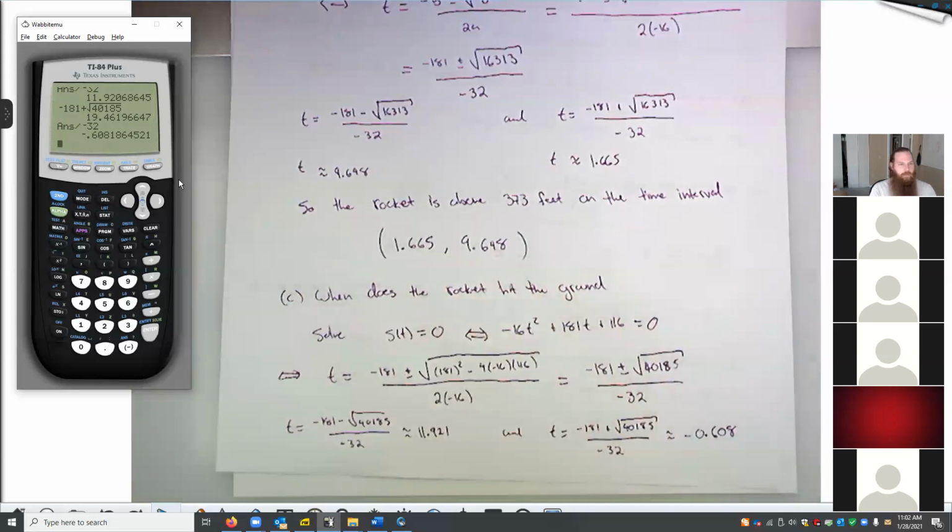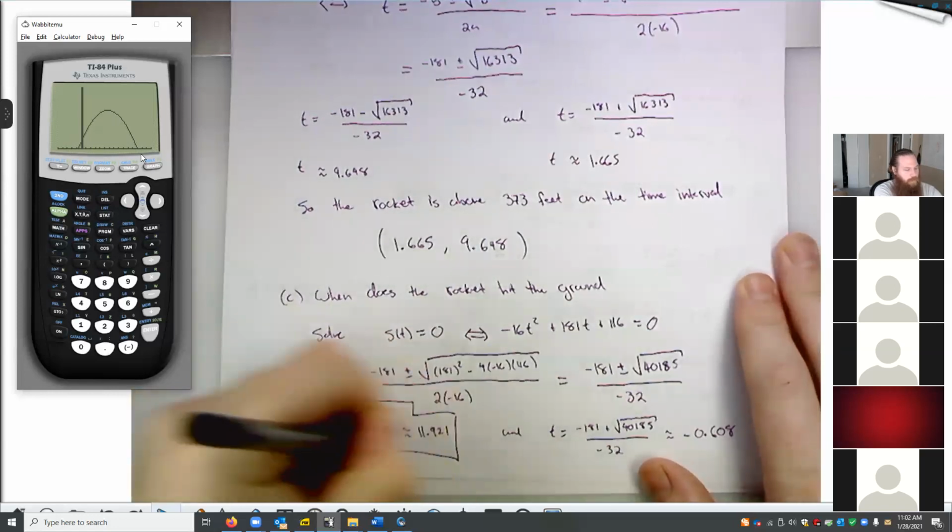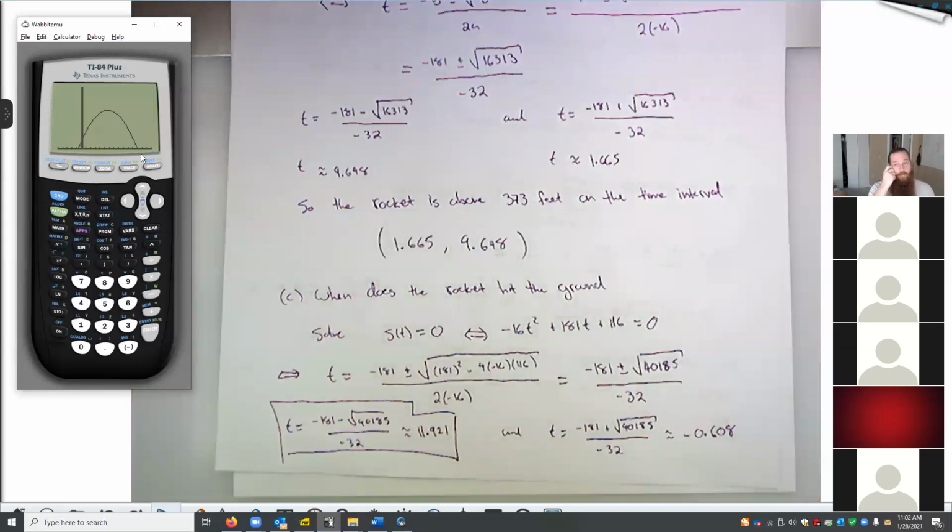And if you look at the graph, you can tell which one of these is the solution we want. Let me get rid of this other one down here. We don't need it anymore. One of these solutions is negative, one of them is positive. The negative solution has nothing to do with this problem. The rocket launched at time t equals 0. This is the part of the graph that has to do with the rocket's flight. So it's this one that I want. This one is my answer for when the rocket hit the ground, and again, it's a time measured in seconds.